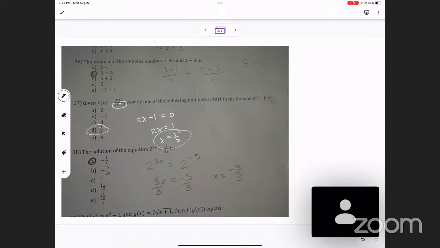Because if you plugged it in, you would get something over 0, and you can't do that. That's not a real number. Okay. Can you go over that one more time?